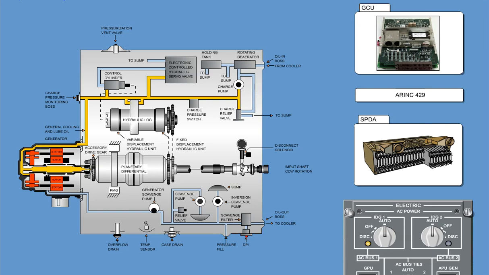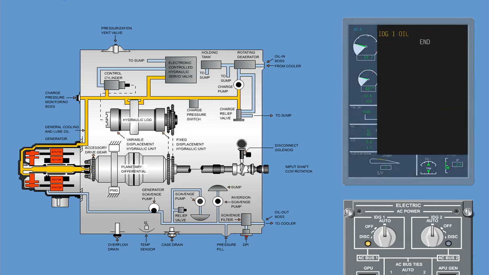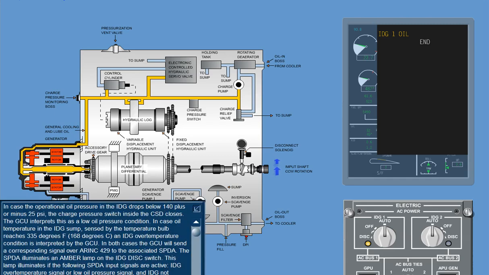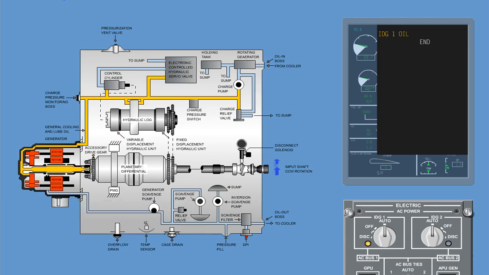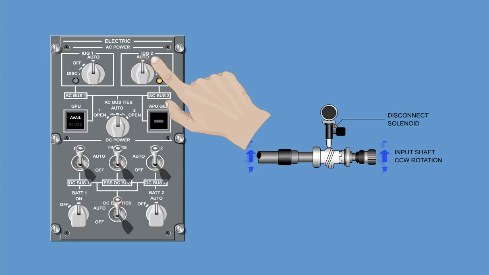This lamp illuminates if the following SPDA input signals are active: IDG over temperature signal or low oil pressure signal, and IDG not already disconnected, and IDG input speed greater than 4,500 RPM, which senses that the engine is running. Illumination of the lamp indicates which IDG has failed.